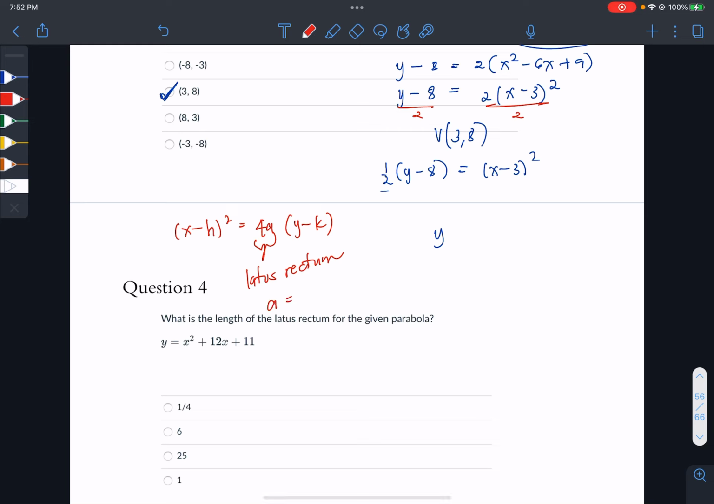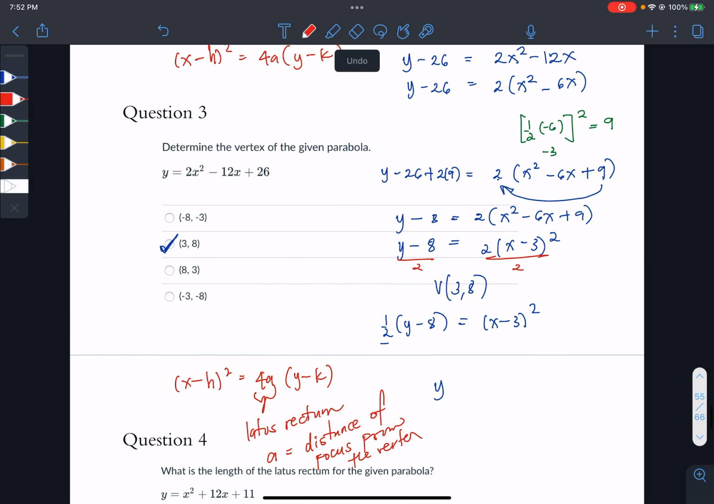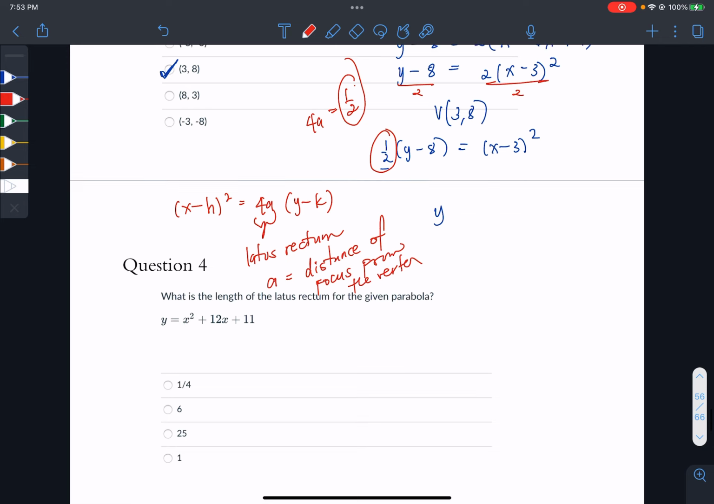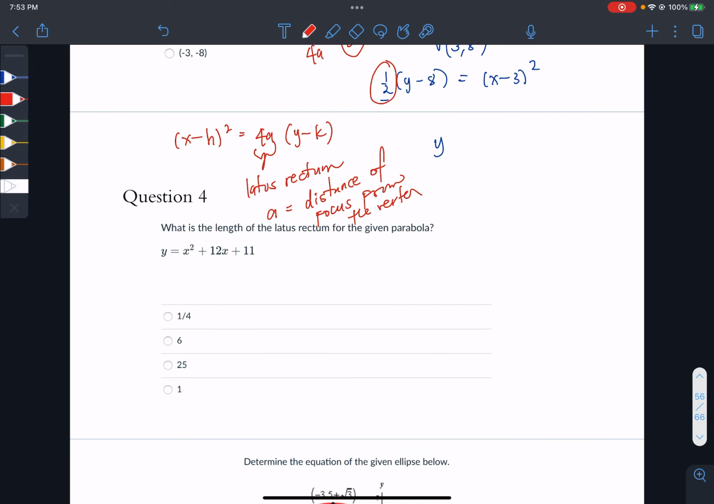Yung a naman dito, that is equivalent to the distance of the focus from the vertex. So yung A. Pero yung buong 4A, that is the length of the lattice rectum. So yun yung hahanapin natin. So kung ito yung question kanina, so 1/2 is the length of the 4A here. So that is the length of the lattice rectum. Para sa question 3.